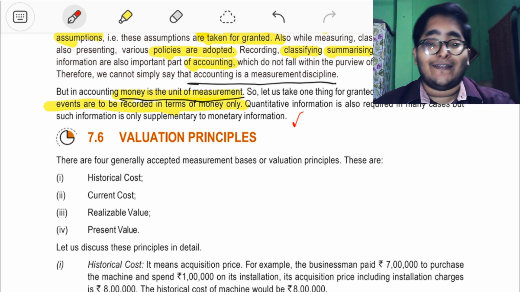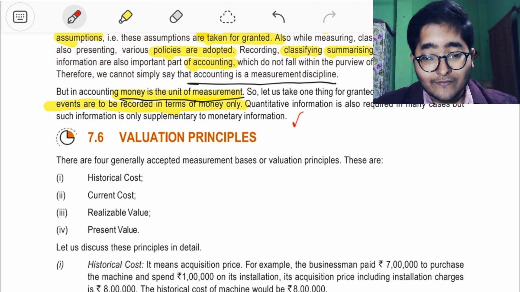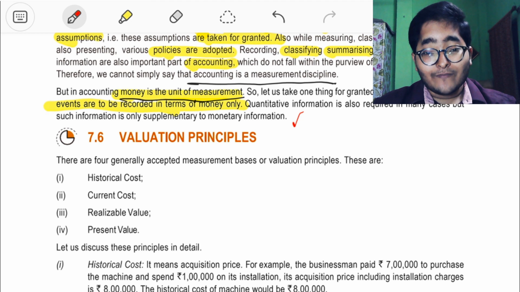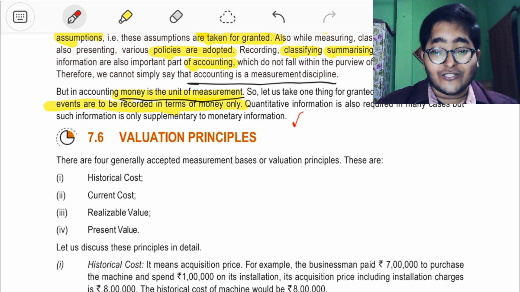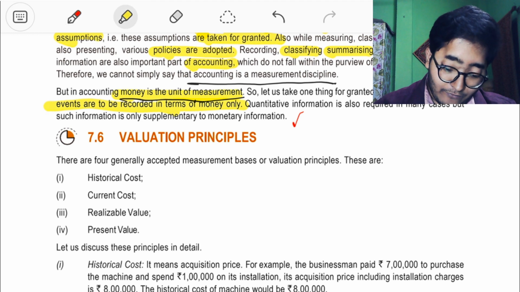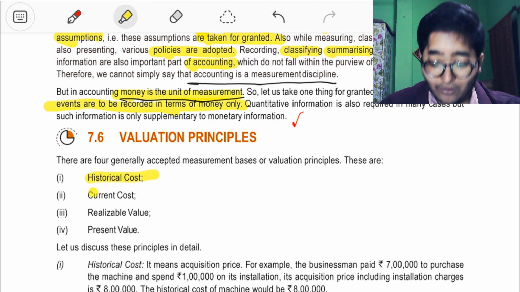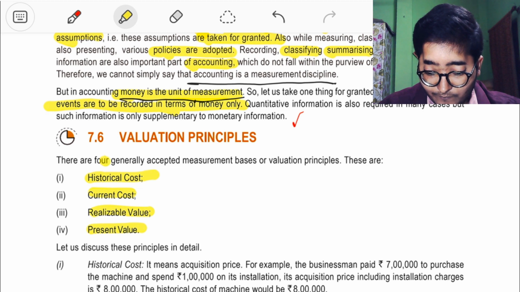So let's start. Valuation principles. There are 4 generally accepted measurement bases or valuation principles. They are, as we have discussed just now, historical cost, current cost, realizable value, and present value. There are 4.